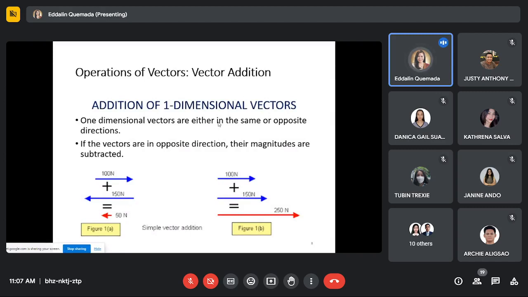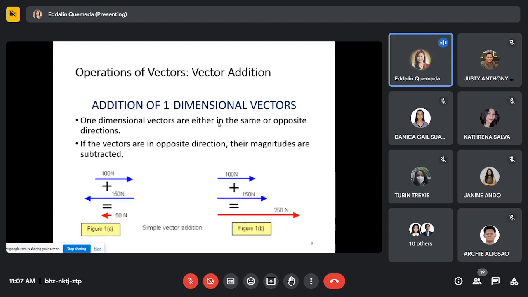The same is applicable to the number line. If they are pointing to the right on a number line, meaning parallel, if they are parallel to each other, so i-add na to. But if they are pointing in opposite sides on the number line, we simply subtract them. Same thing, we apply, class, to vectors.